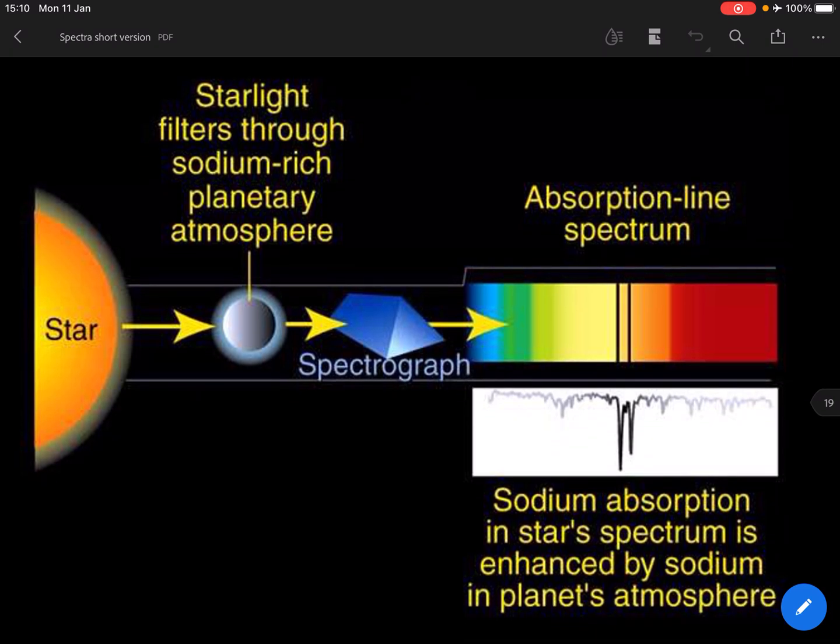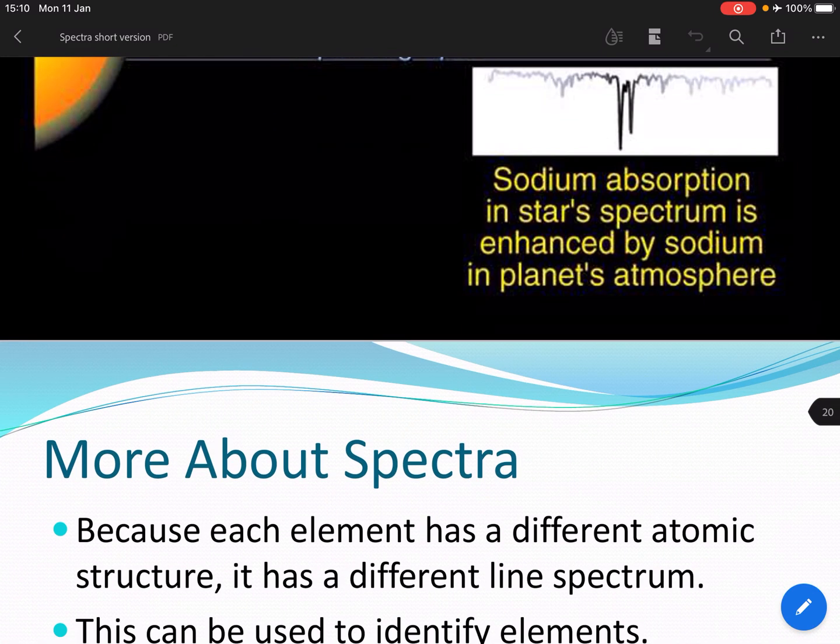And then again, that's just showing it there. So this sodium, that's obviously just part of it, where the sodium's been absorbed, or the light has been absorbed by the sodium in the atmosphere.